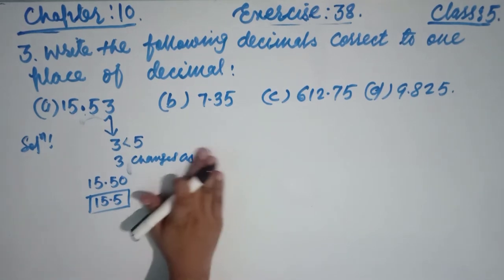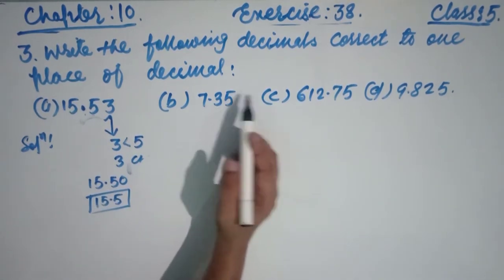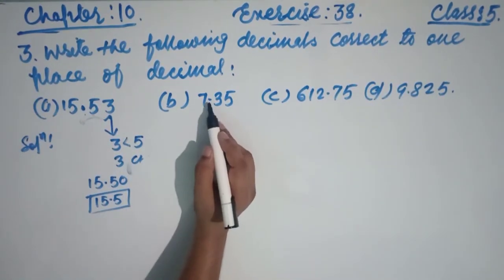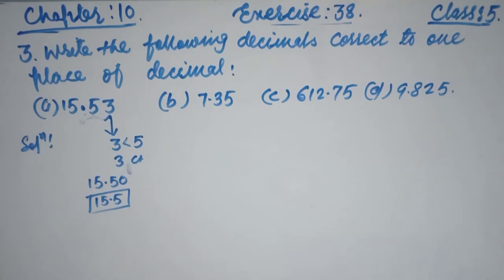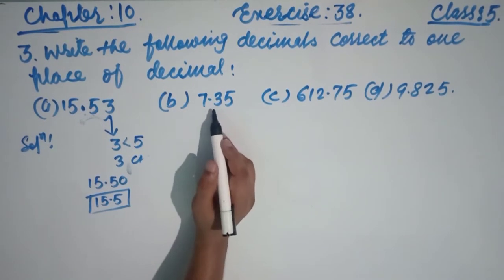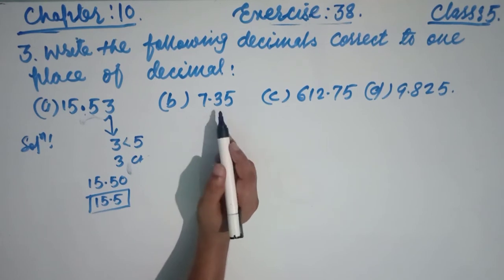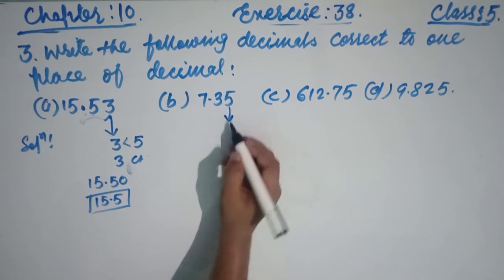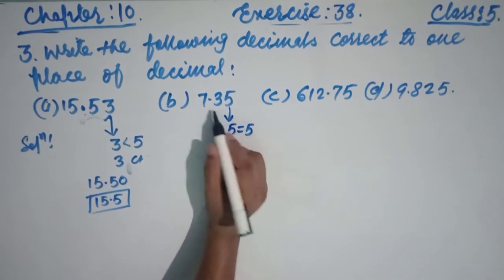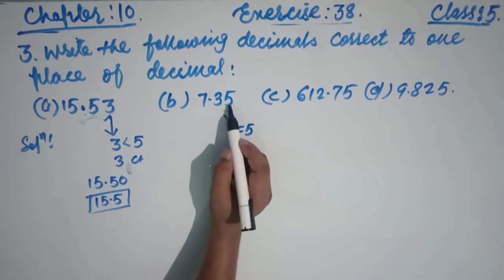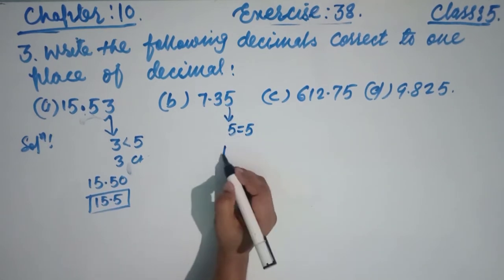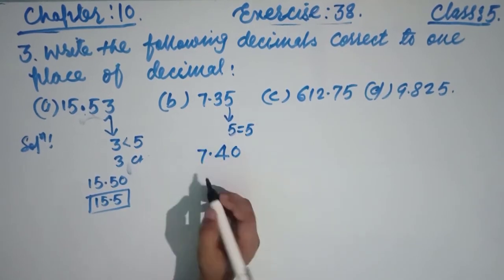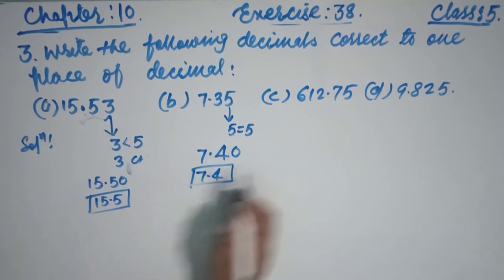Now see friends, here we write correct to one decimal place. One place means after the point only one digit exists. So the given number has 2 decimal places, and we have to write it correct to 1 decimal place. Now look at the second digit after the decimal, 1 and 2. The second is 5 and this is equal to 5. Then we have to increase the digit before 5 by 1. So this becomes 4 and this 5 changes to 0, and write all the digits as they are. 7.4, this is the answer.